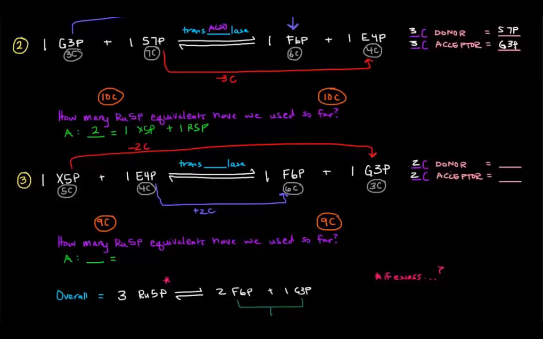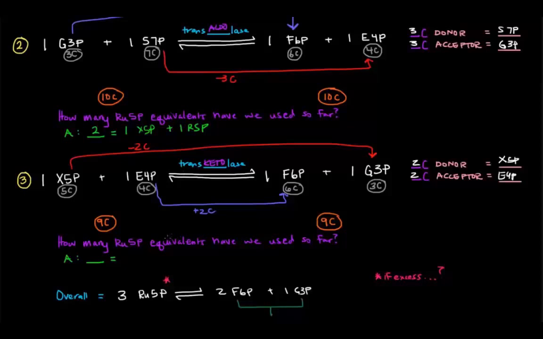That means we had a 2 carbon donor and an acceptor. The donor was X5P because it lost the carbons. E4P gained them, so it was the acceptor. And this, of course, then, because of the 2 carbon transfer, was catalyzed by a transketolase.